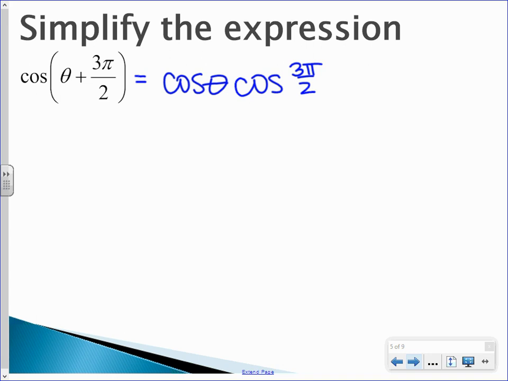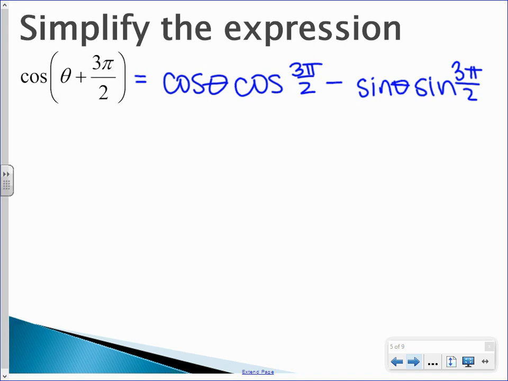Grace Carson, what goes here? Minus, if it's addition here, we have subtraction. Sine u sine v. Are we done? We're not done. We can't call it a day yet.